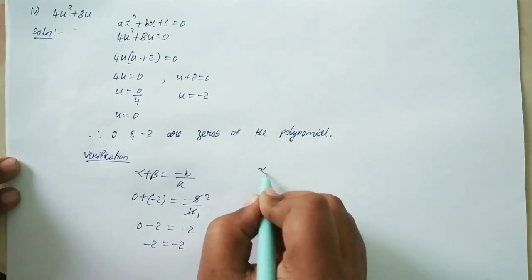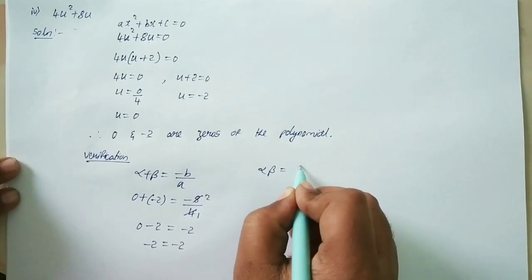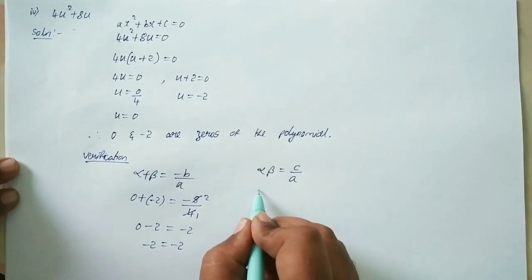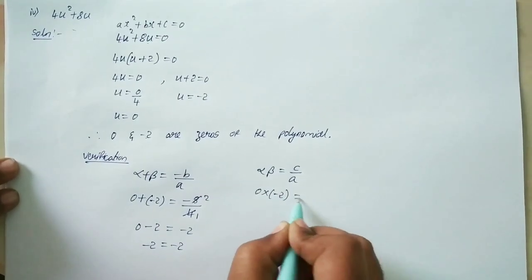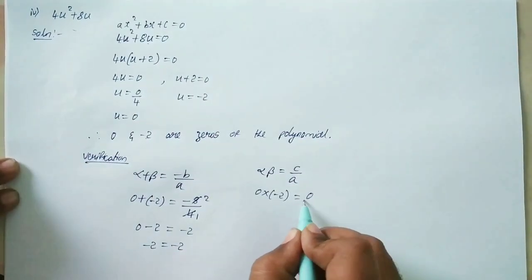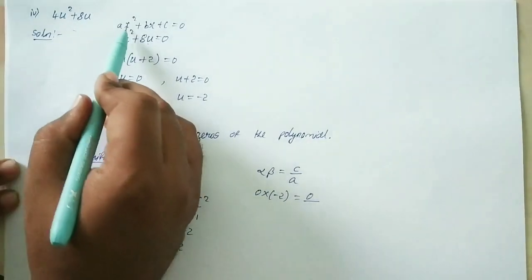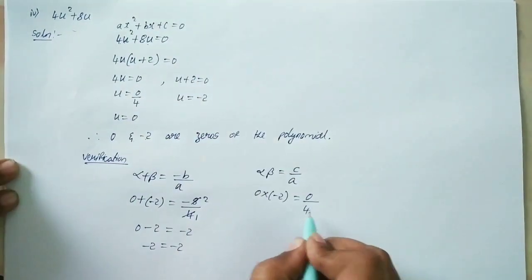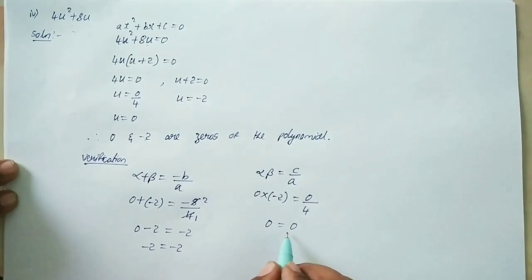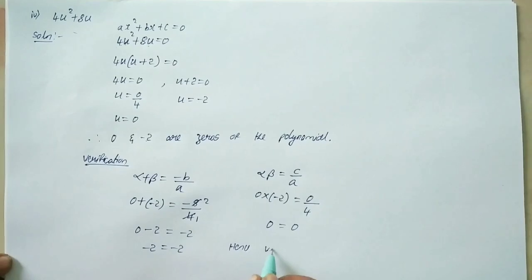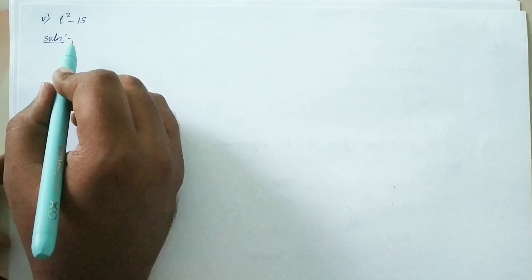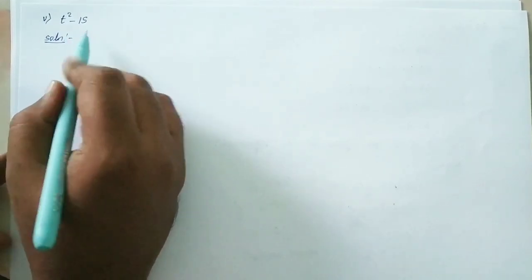Then one more, product of zeros. Product of zeros means what is the formula? Alpha into beta is equal to c by a. So alpha and beta means zeros. So here I will take alpha as 0 and beta as minus 2, is equal to c. C means constant. What is the constant in the question? They have given nothing. That means 0 divided by a. A means the coefficient of x square. What is the coefficient of x square here? 4. So 0 into anything is 0, and 0 divided by anything is 0. So LHS is equal to RHS. Verified.